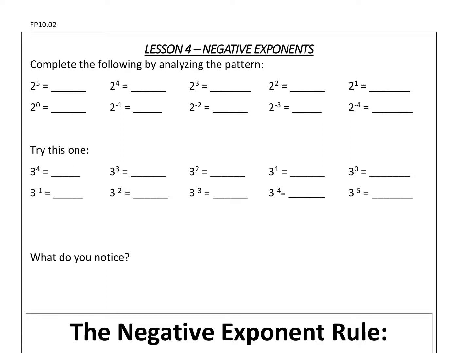All right, welcome to lesson 4. This lesson is about negative exponents. So we've already learned in this unit all about radicals and how radicals can become exponents. The last part of this unit is exponent rules. So we're going to be using the exponent rules with fractional exponents. But before we can do that, we need to learn about the negative exponent rule.